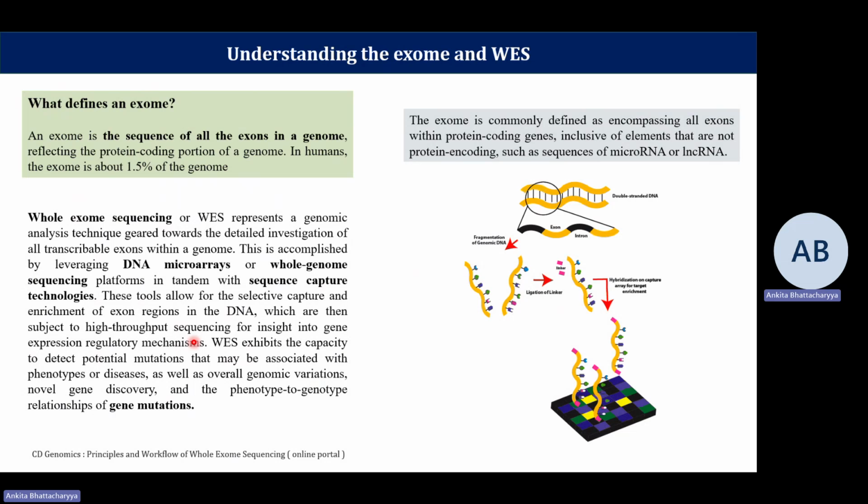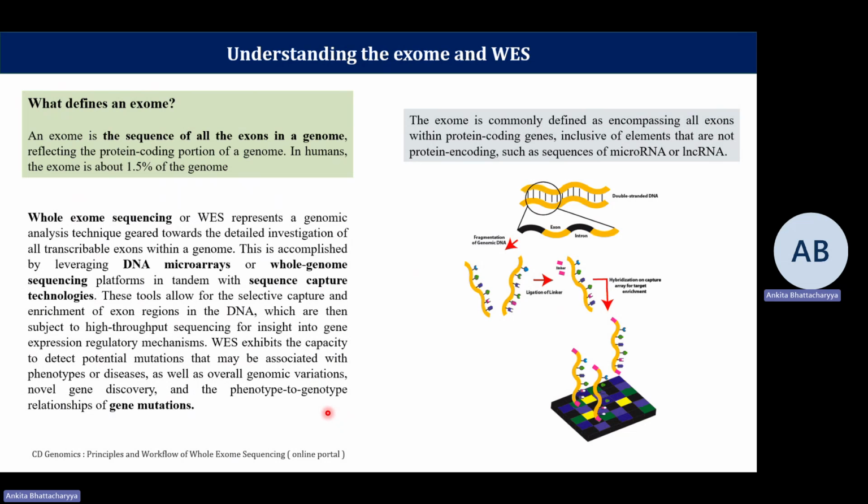Now, WES exhibits the capacity to detect potential mutations that may be associated with phenotypes or diseases, as well as overall genomic variations, novel gene discovery, and the phenotype to genotype relationships of gene mutations. What you're exactly getting out of this sequencing project is that you can detect any change in the coding sequence of an individual. So that makes it an excellent technology to detect mutations that can affect phenotypes or diseases. You can get an idea of genomic variations. You can actually see the phenotype to genotype relationships of gene mutations.